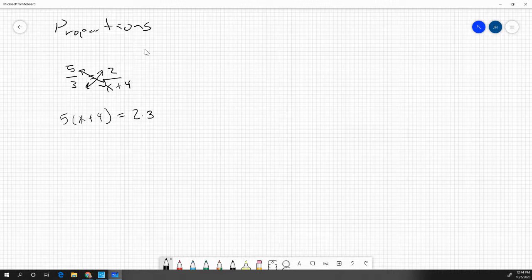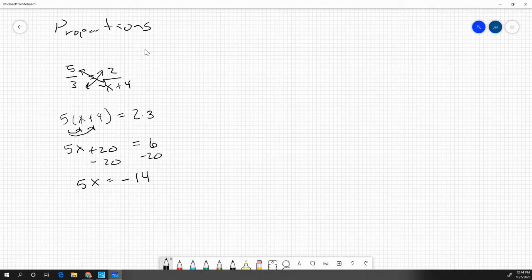I'm going to go ahead and start distribution, right? I'm going to go 5x plus 20 equals 2 times 3, which is 6. Now we're going to go back again and do our backwards PEMDAS. We're going to do the inverses. So the opposite of plus 20 is minus 20. So I'm going to subtract 20 from both sides. I'm going to be left with 5x equals, what is that, minus 14.